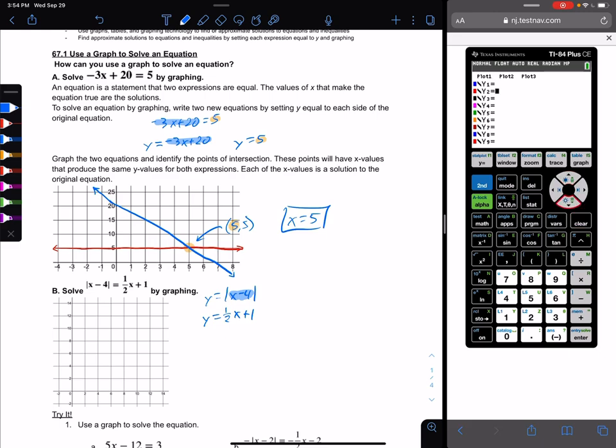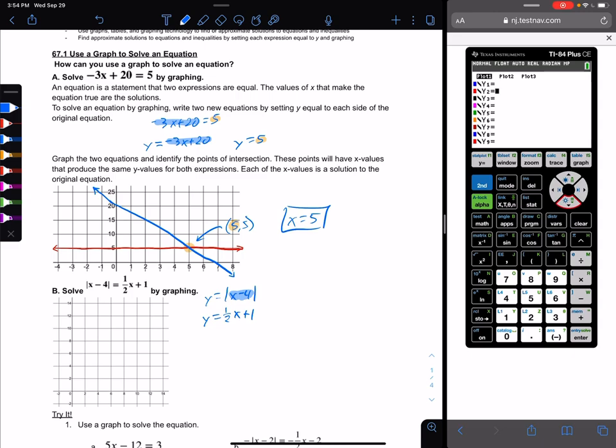And now I'm going to go to, nope, it's not letting me enter anything on Y1. So we'll just enter it as Y2 and Y3, but the idea is the same.